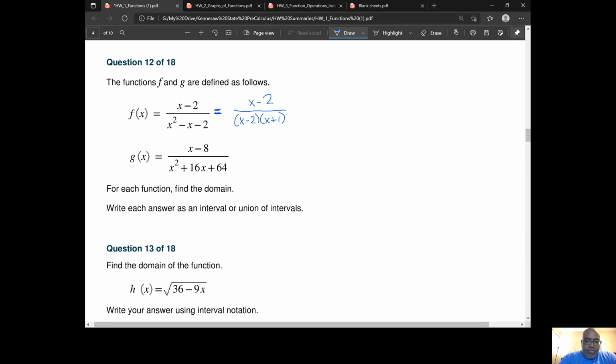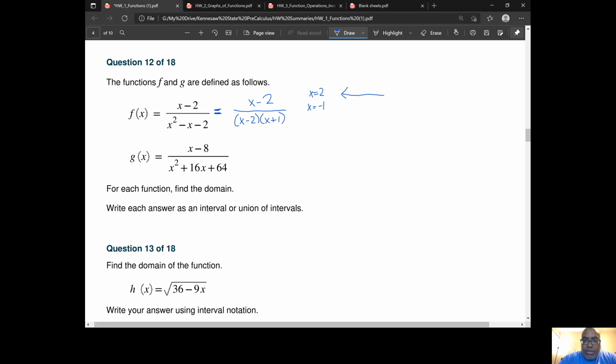X squared minus x minus 2. All right. Your domain restrictions on rational functions are any number that make the denominator equal to 0. That would obviously, in this case, be x equals 2 and x equals negative 1. So your domain cannot include those numbers, but it includes every number except those numbers.